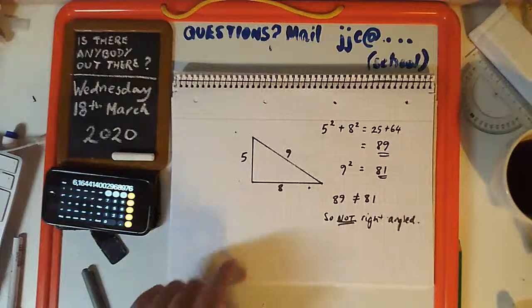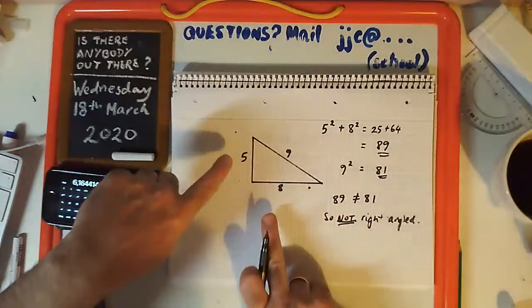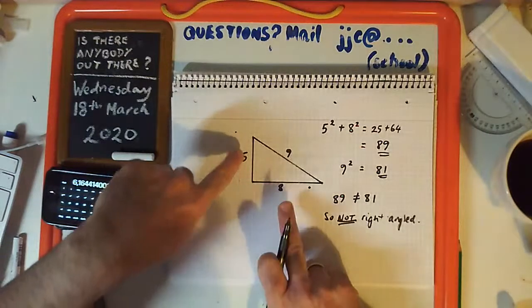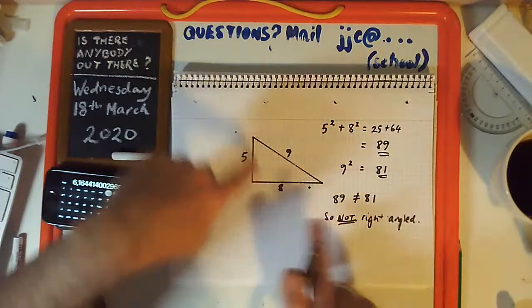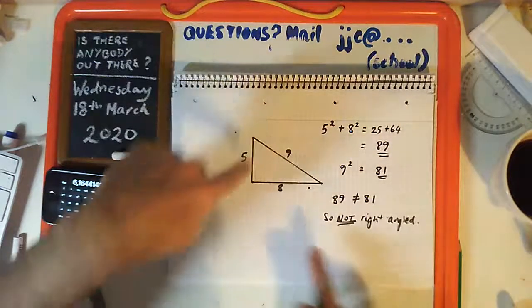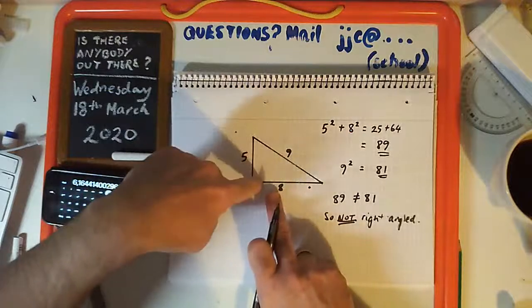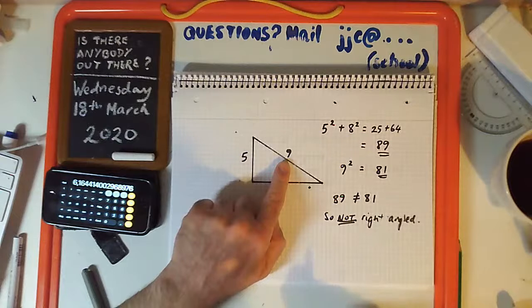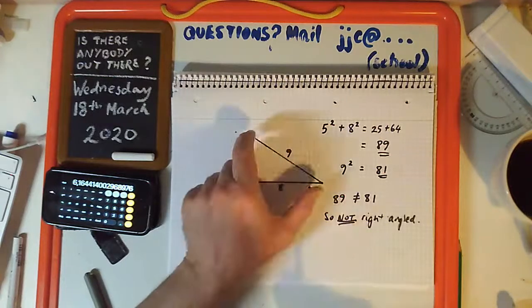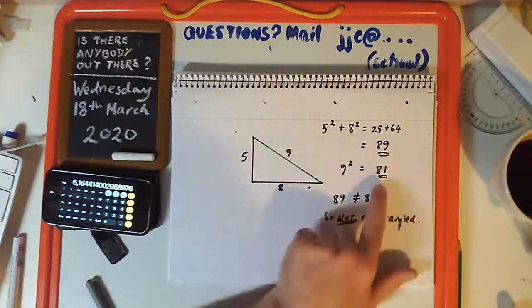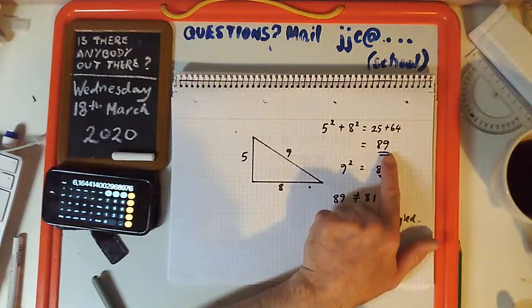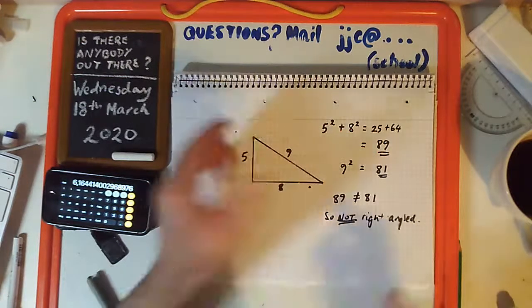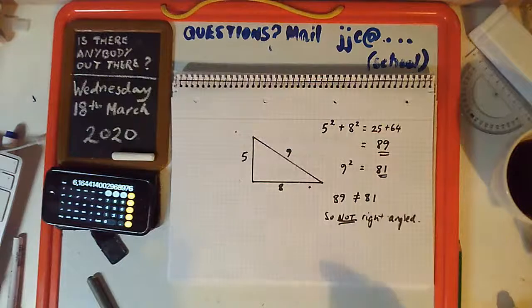And in fact, because the 9 squared is 81 and the 5 squared plus the 8 squared is longer than that, that means that the 9 is shorter than it needs to be to make the triangle right angled. So for that to be a right angled triangle, the square of the hypotenuse would have to be 89, the same as the sum of the squares of the other two. So that 9 is a little bit too short to make it a right angled triangle.